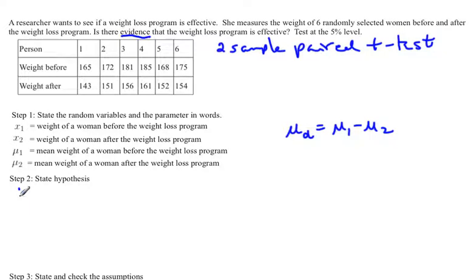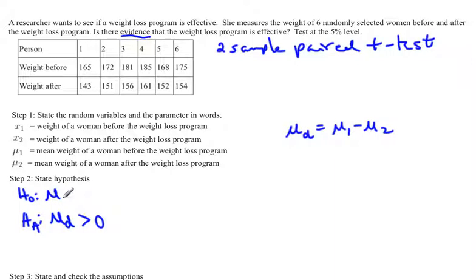So that gets us to the second step of every hypothesis test, that is to state the hypotheses. So again, there are two hypotheses in every hypothesis test. There's an H0, the null hypothesis, and an HA, the alternative hypothesis. So let's talk about what HA is. What are they trying to prove? Is there evidence that a weight loss program is effective? So effective would mean, in this case, since it's weight loss, we want to lose weight. So we want the mean before to be bigger than the mean after. So we want mu1 to be greater than mu2, which means we want mu sub d to be positive. So mu sub d would be greater than 0.